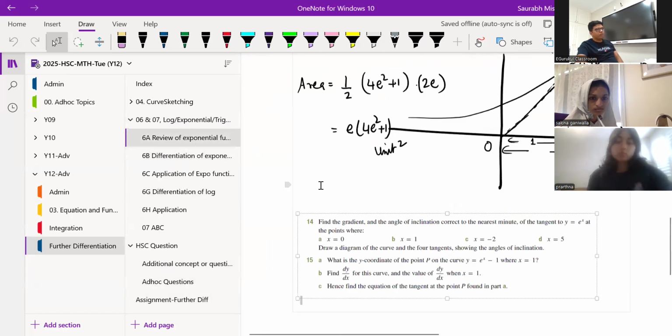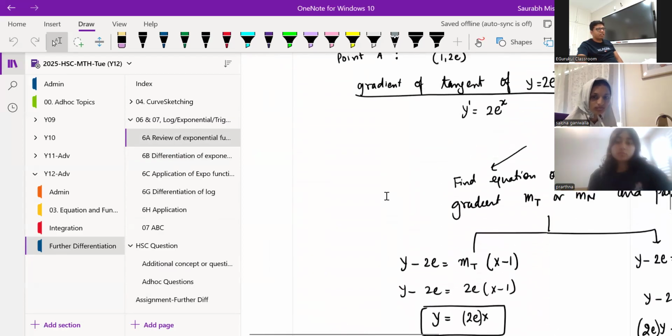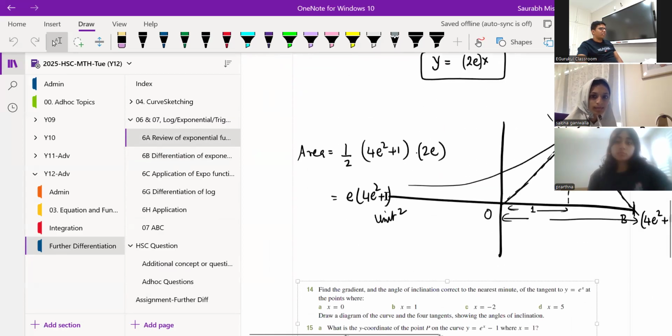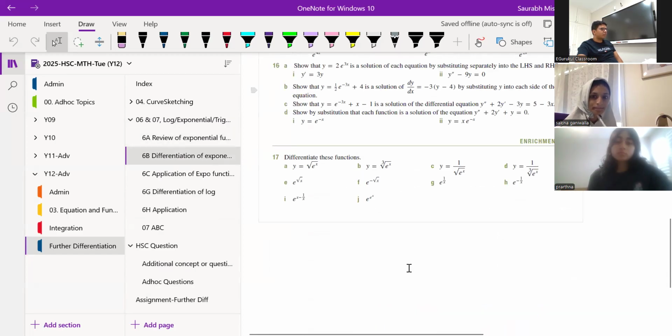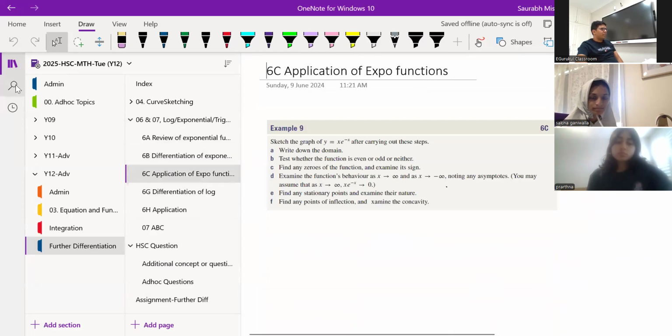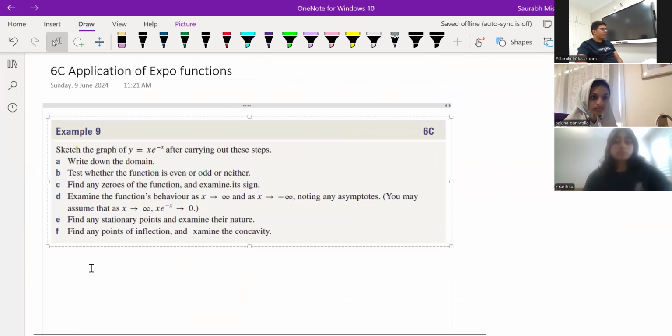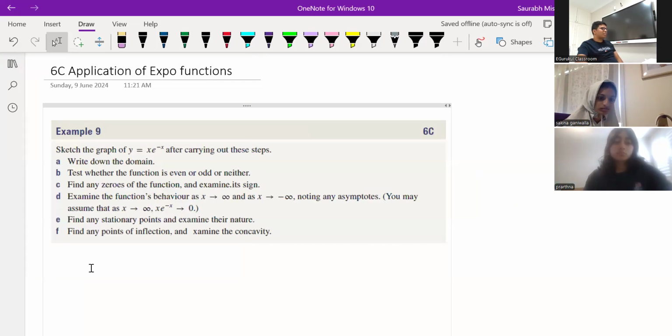Exponential. So what we also did, Sakina, in the last class. You have gone through the video, right? We also did the tangent of the equation, differentiation of the exponential function. We did application of the exponential function. This is what we were going to do. So sketch the graph y is equal to x e to the power minus x after carrying out these steps. Write down the domain. What is the domain, Sakina, for this one? What x value can be?